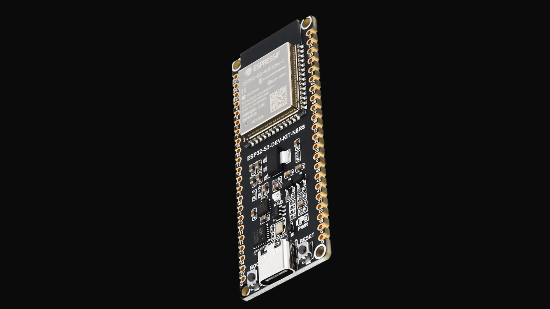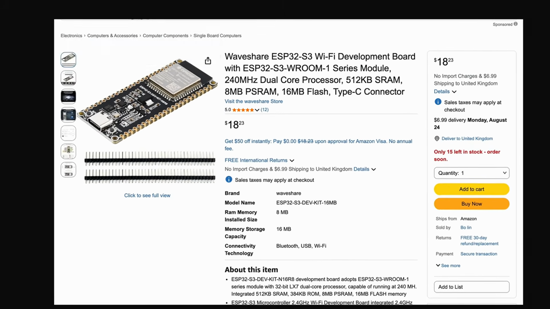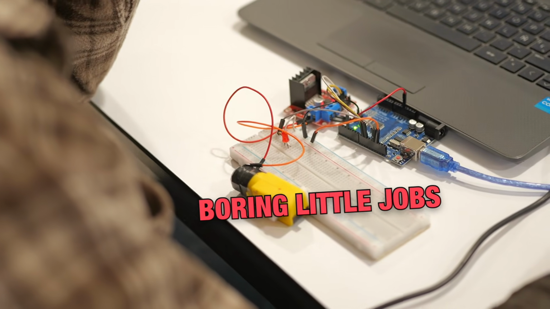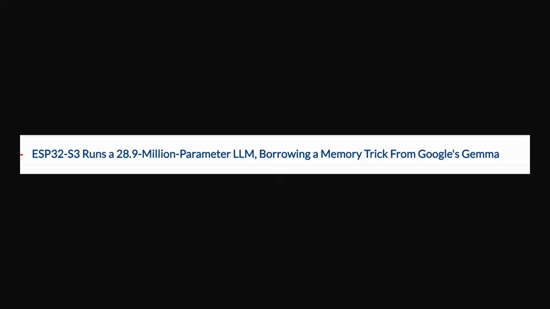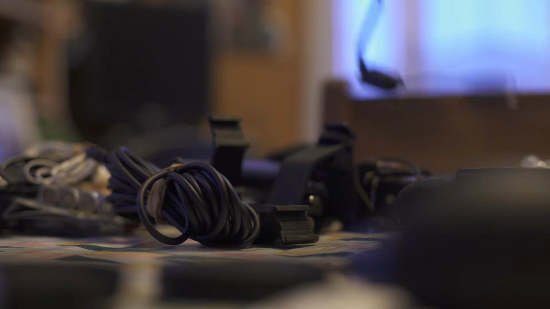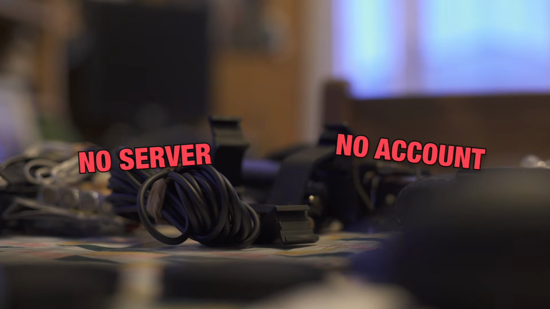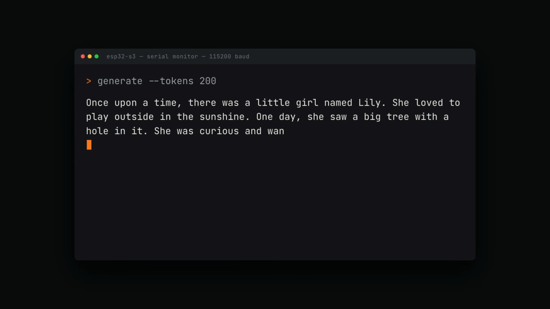This is an ESP32, a chip that costs about $8, and people usually buy it to do boring little jobs like blink a light or read a temperature for a project out in the garage. But someone just got a real language model running on one with absolutely nothing connected, meaning no server and no account. And it just sits there, writing stories faster than you could read them out loud.